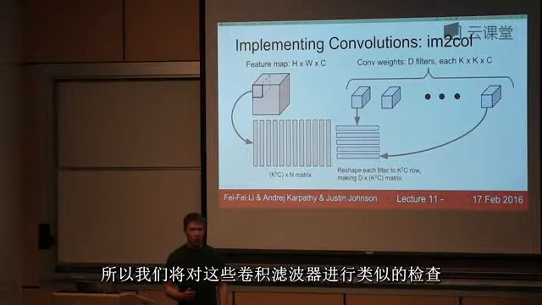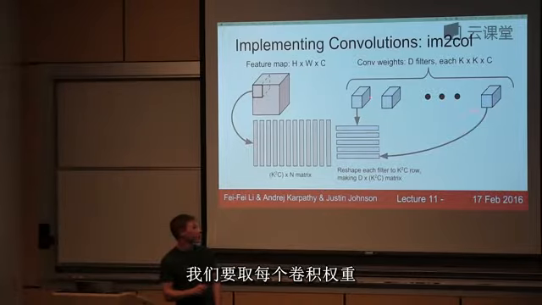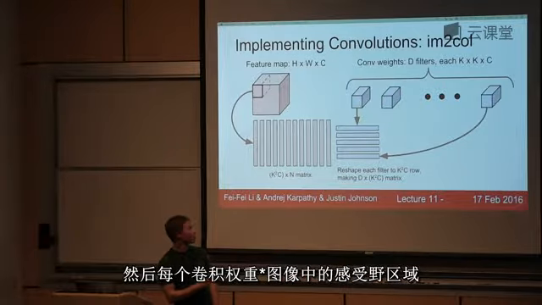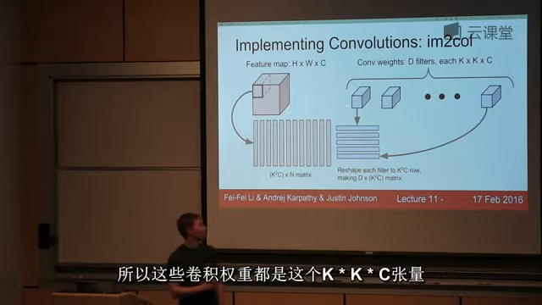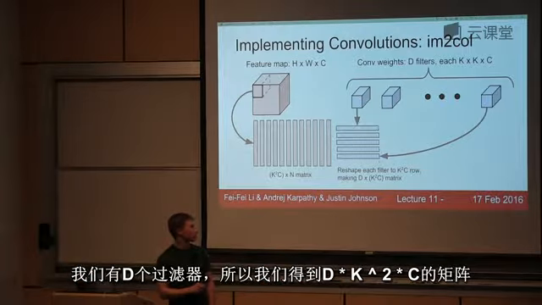So then we're going to run a similar trick on these convolutional filters. If you remember what a convolution is doing, we want to take inner products of each convolutional weight against each receptive field location in the image. So each of these convolutional weights is this K by K by C tensor. So we're going to reshape each of those to be a K squared by C row. And now we have D filters, so we get a D by K squared by C matrix. So now this is great.